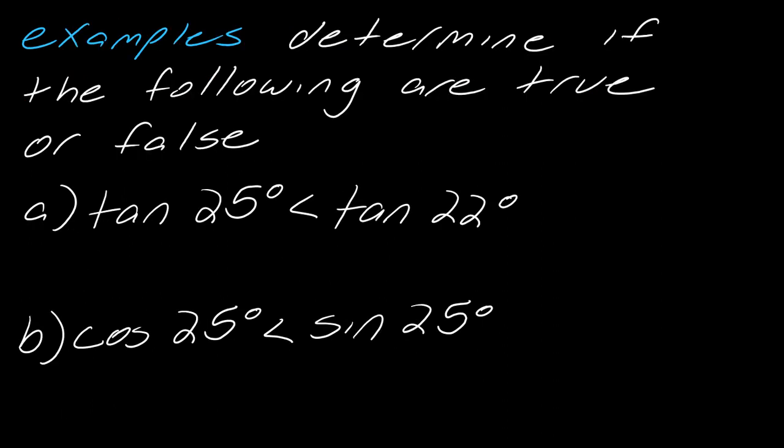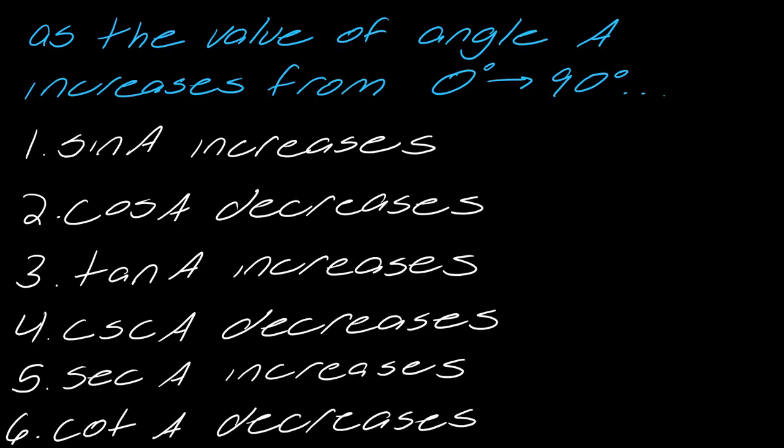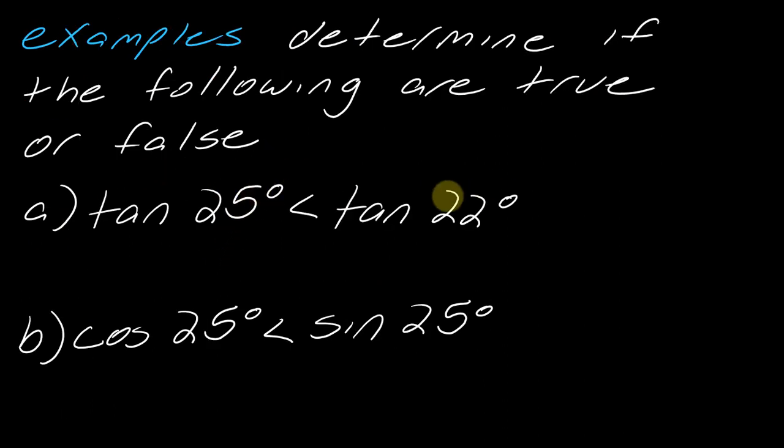Okay, so where we can play with this a little bit is to determine if the following are true or false. I've got two examples here. So we've got this case here: tangent of 25 degrees, could this be less than tangent of 22 degrees? This is where you have to think about what we were just talking about. As we go from 0 to 90 degrees, the bigger the angle gets, the tangent of that will also increase. So 25 degrees is bigger than 22 degrees, so this would actually be the bigger number, right? So for A, this would be false. Now, there are other ways I can ask you this.